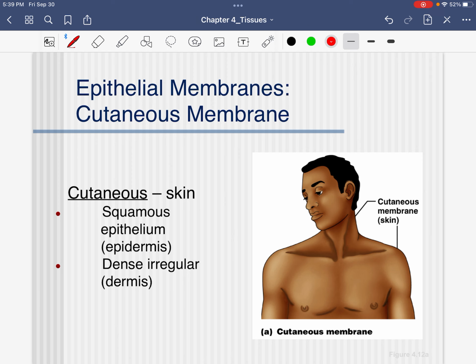Cutaneous membrane. A cutaneous membrane is an example of the skin. When you think of the word cutaneous, you probably think of skin, the ability to have sensations and feel touch. So if you ever hear the word cutaneous membrane, it's referring to the skin. And what is it made up of? Epithelial tissue and connective tissue. You don't need to know these types right now because you already know them. We know the epidermis is made up of stratified squamous, and the dermis is made up of dense irregular connective tissue.